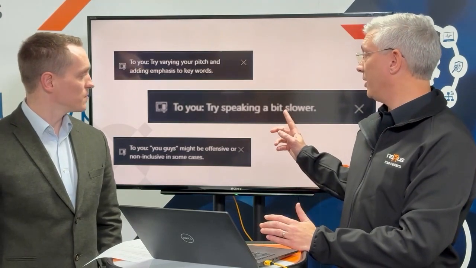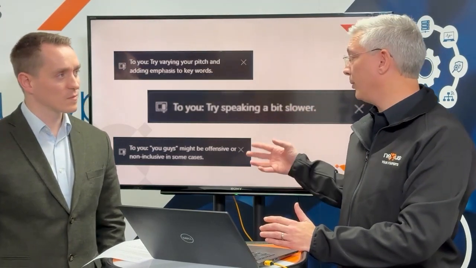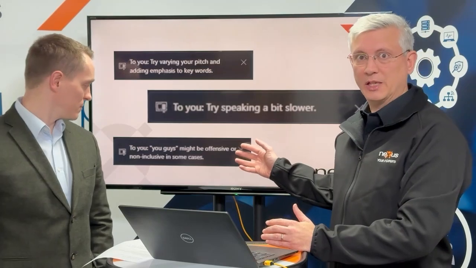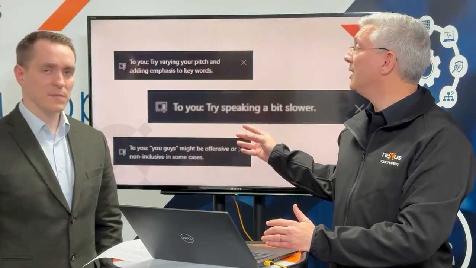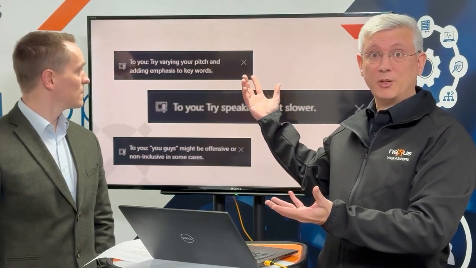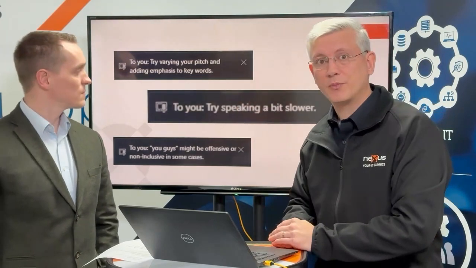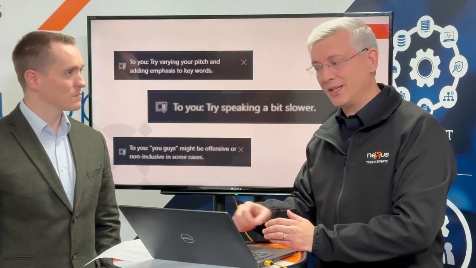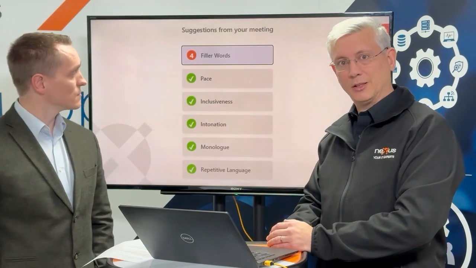If you speak too quickly, it might warn you about that. If you're using language that can be considered non-inclusive, it might give you some prompts on that. If you're perhaps speaking in too much of a monotone, it might also give you some hints and tips on that. Then, at the end of the meeting, you'll get a little report card like this.